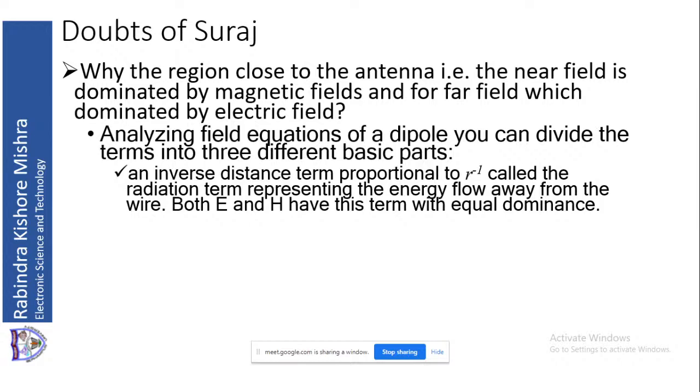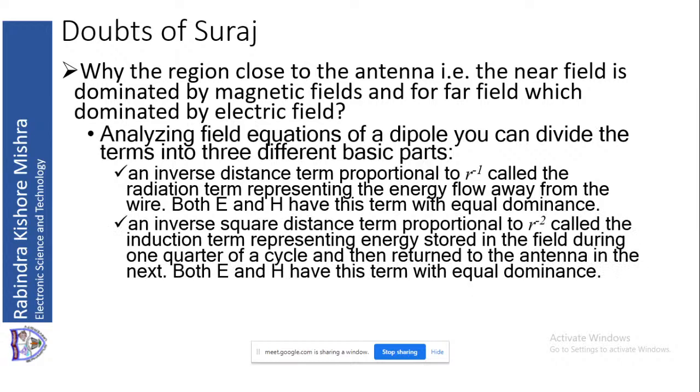And then comes the next one, which is an inverse square distance term, which means proportional to 1 by r square. This is called the induction term because this is an induced field. This creates an induced field near the antenna. So this represents the energy around the antenna, which is detached from the antenna but close to it. This energy goes out from the antenna, comes back to the antenna again.